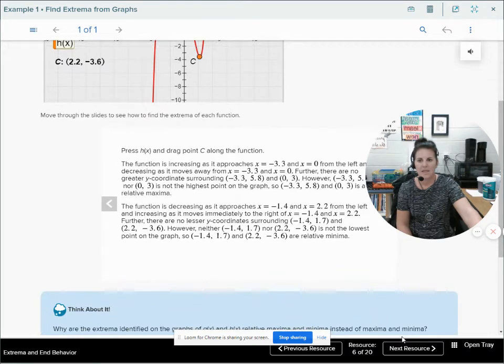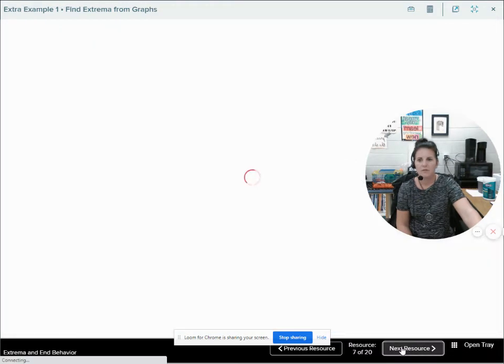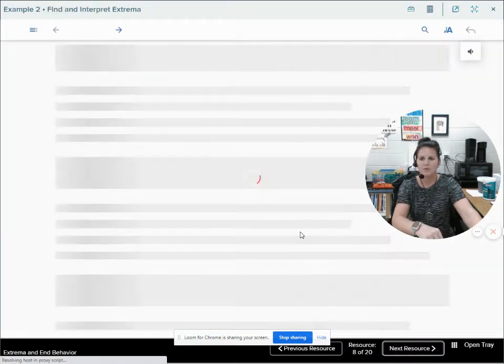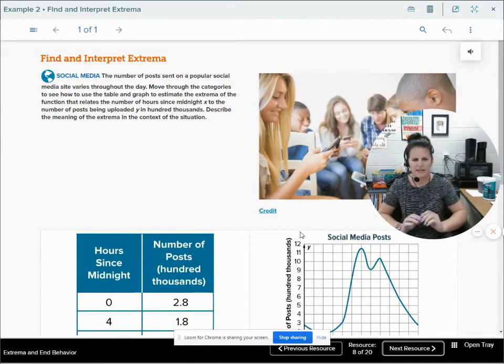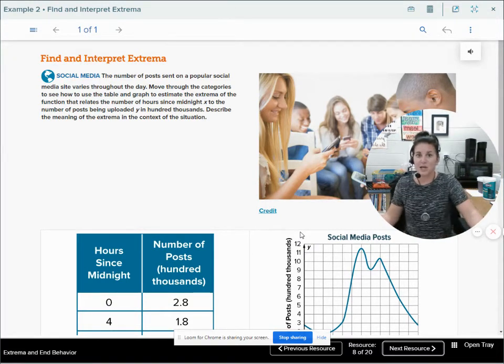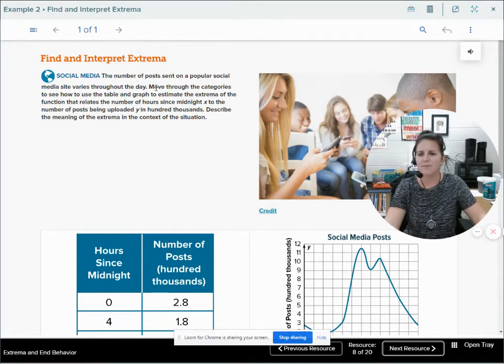Okay, moving along to example 2, following along in our workbook. This is kind of a dry lesson. I'm sorry, I'm not real animated today. Not really sure how to make this more exciting. It is what it is. It's just some new vocabulary that maybe you've not seen before.